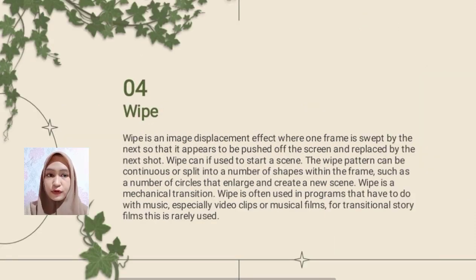Okay, next slide, number 4, wipe. Wipe is an image displacement effect where one frame is swept by the next so that it appears to be pushed off the screen and replaced by the next shot. Wipe can be used to start a scene. The wipe pattern can be continuous or split into a number of shapes within the frame, such as number of circles that enlarge and create a new scene. Wipe is a mechanical transition. Wipe is often used in programs that have to do with music, especially video clips or musical films. For tensional story films, this is rarely used.